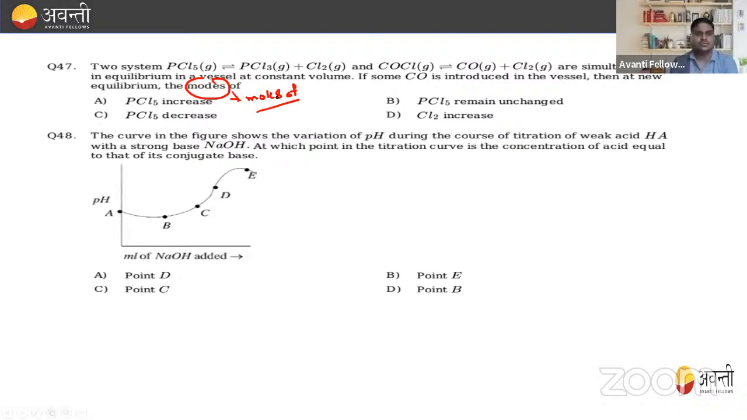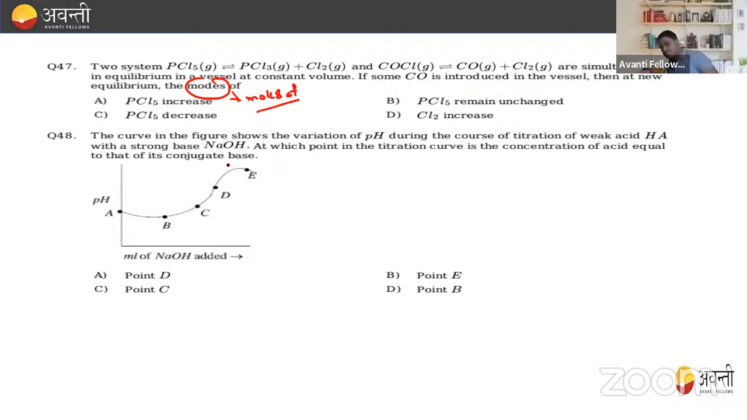Moles of, right? So two systems, PCl5 and COCl2, are simultaneously in chemical equilibrium in the vessel at constant volume. Now, if some CO is introduced in the vessel, then at the new equilibrium, the moles of PCl5 decrease, the PCl3 remains unchanged and Cl2 increases. Okay, so we know that, right?